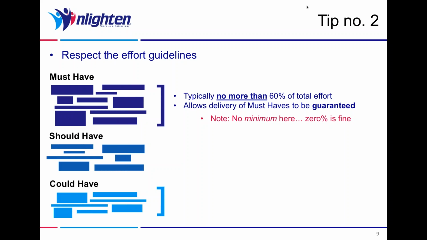Okay, so if we have 60% of the effort in must-haves, that gives us 40% of the rest of the effort on the project to complete the should-haves and could-haves. We'll talk in a minute about how the guarantee works once I've talked about the shoulds and the coulds as well.